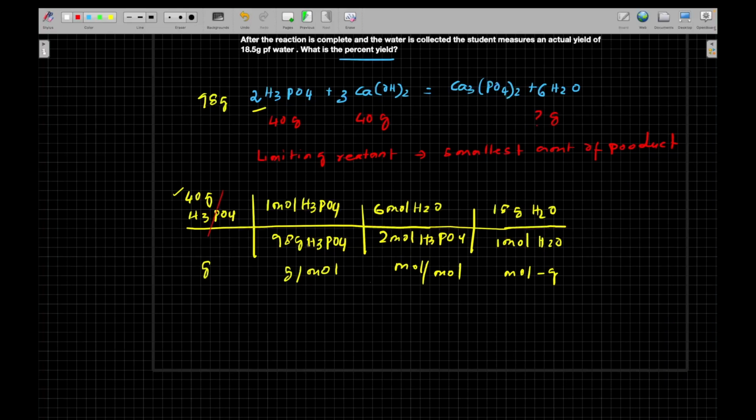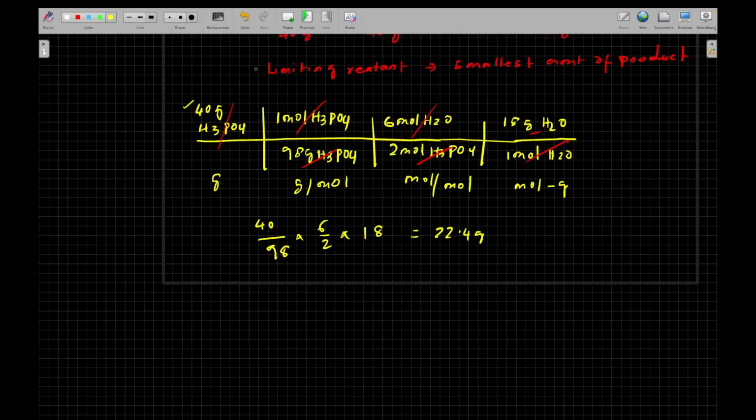If we see, by using this technique, the unit matching already happened. The gram information of H3PO4 got cancelled out, so is the mole information of H3PO4 and the mole information of H2O, leaving only the gram unit for water. Writing down all the numbers now for convenience, we find the answer is around 22.4 gram. So, this is for H3PO4.